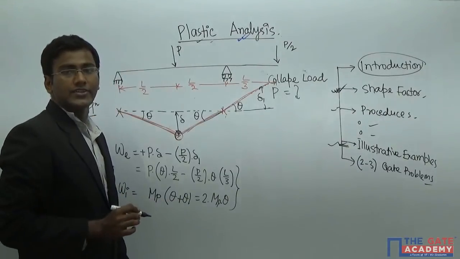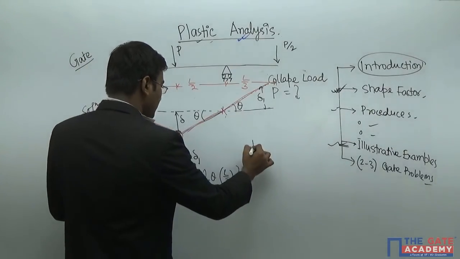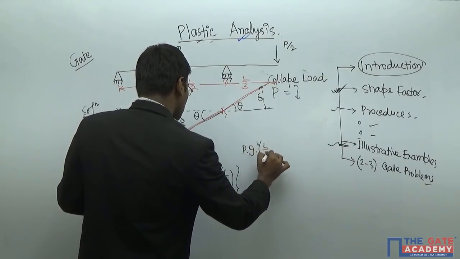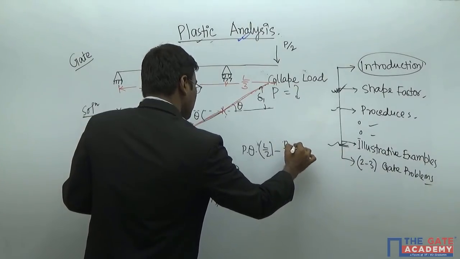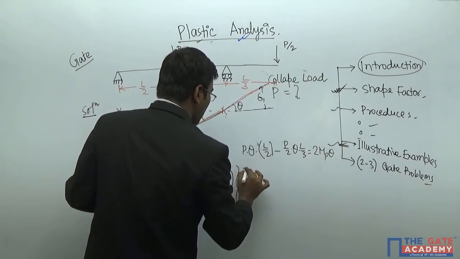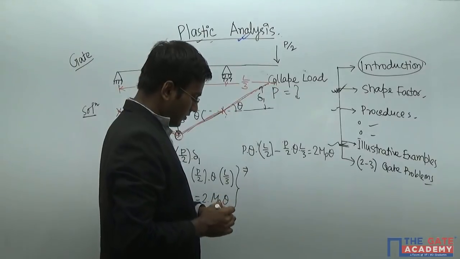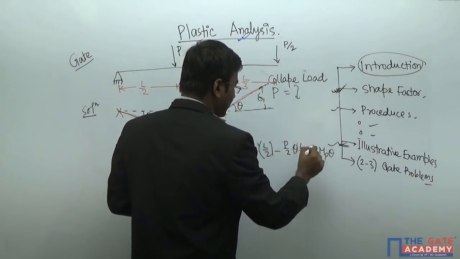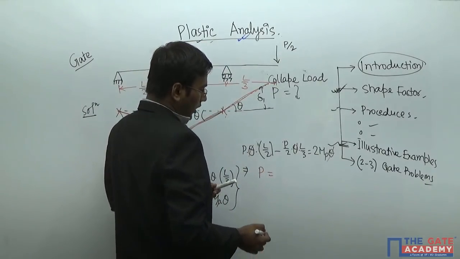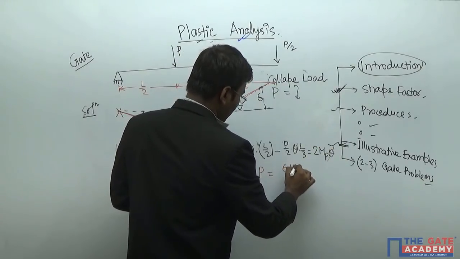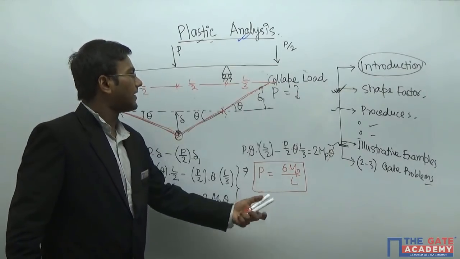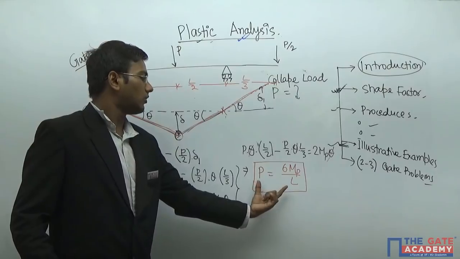Now just make external work equal to internal work. So we can write P into theta into L by 2 minus P by 2 into theta into L by 3 equal to 2 MP theta. Now please try to solve. The theta will be cancelled. So we can just write down P equals how much? 6 MP by L. So this is the collapse load for our desired question. What will be the collapse load? P equals 6 MP by L.